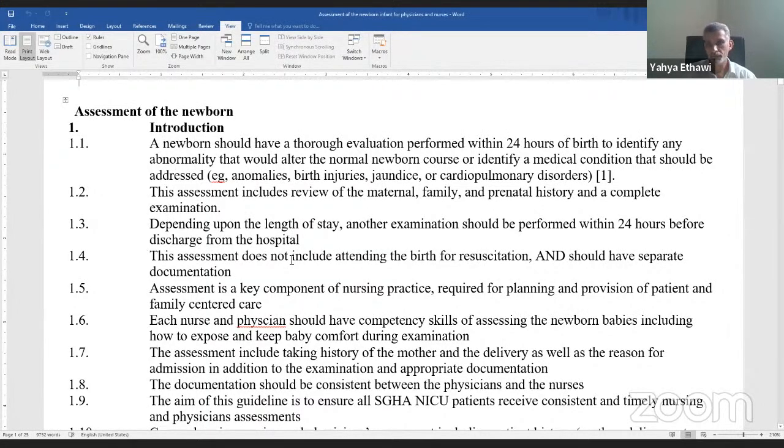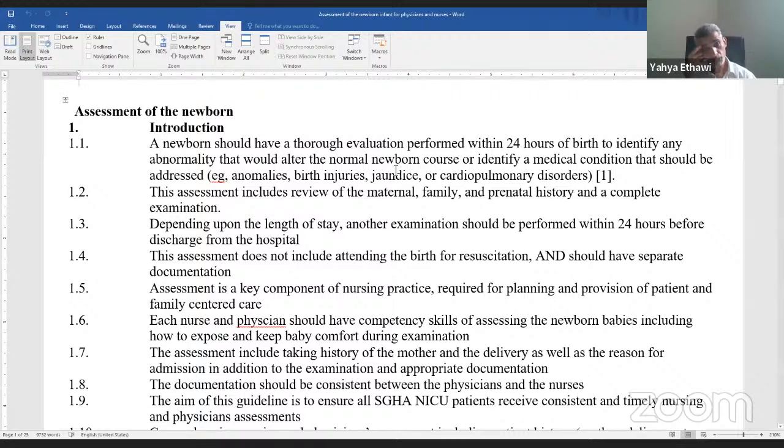The reason we're doing this is for our unit to have standard, structured, organized, and consistent performance. We do the same by all the physicians.